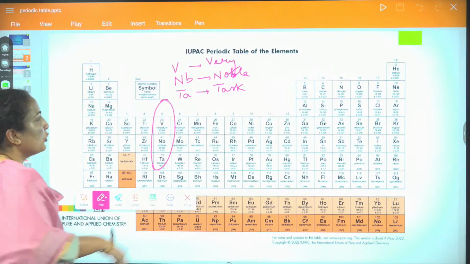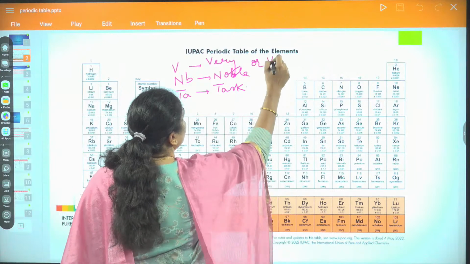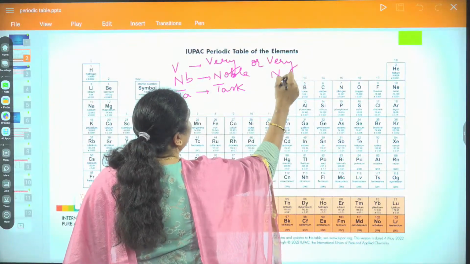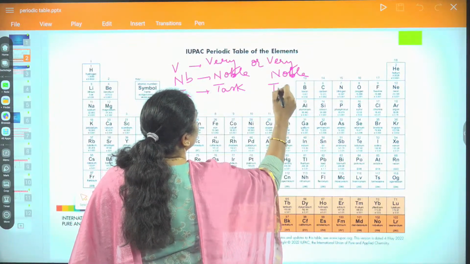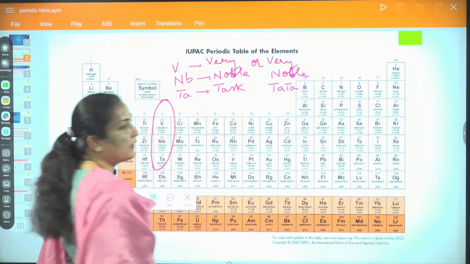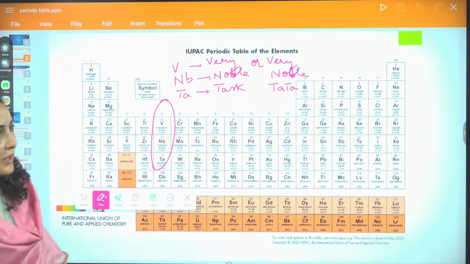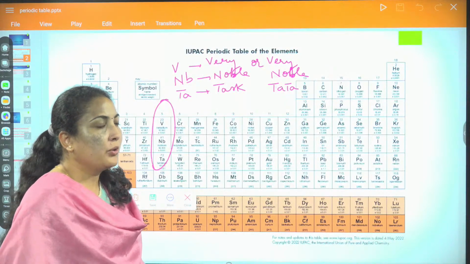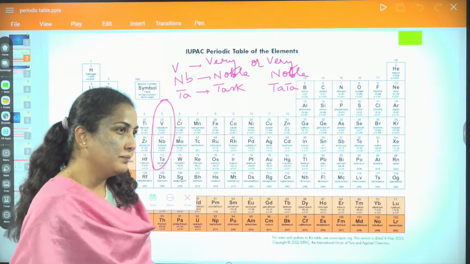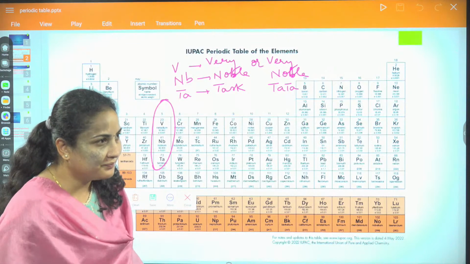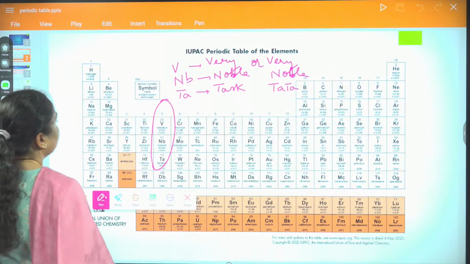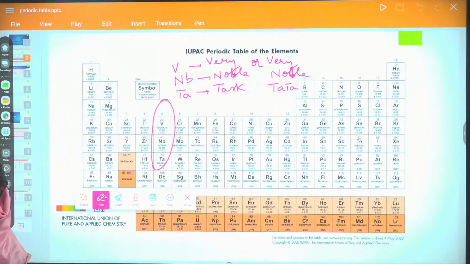Or else you can also remember like this. Just now it struck me. You can also write like this, "very noble Tata". Ratan Tata, everybody knows, right? And he is a very humble man, right? A very good industrialist and a human being. So you can remember Tata. So that way also you can remember.